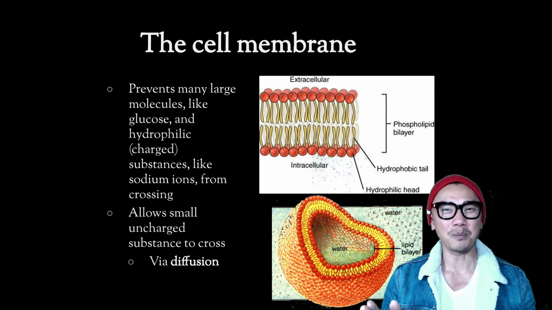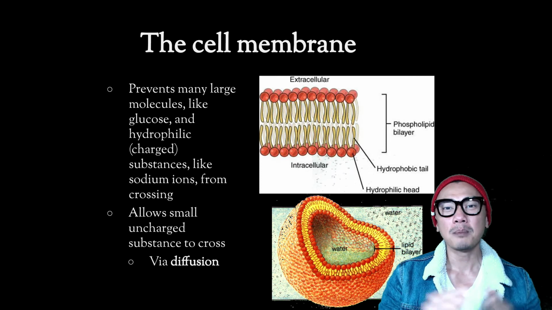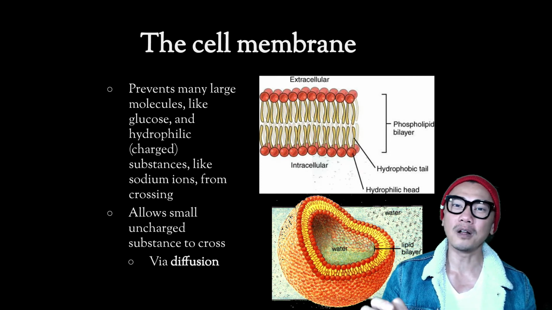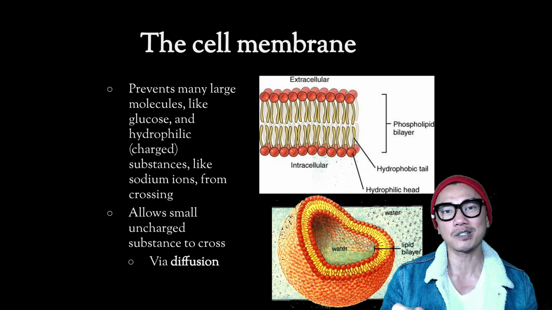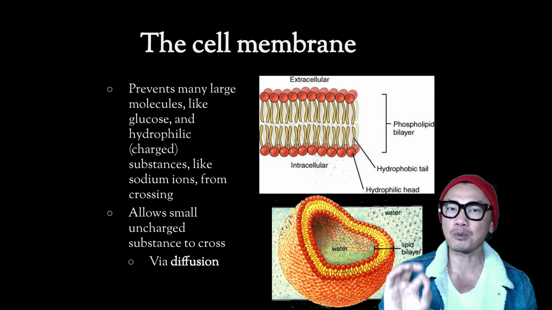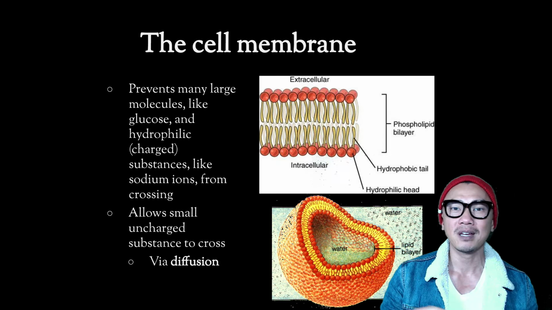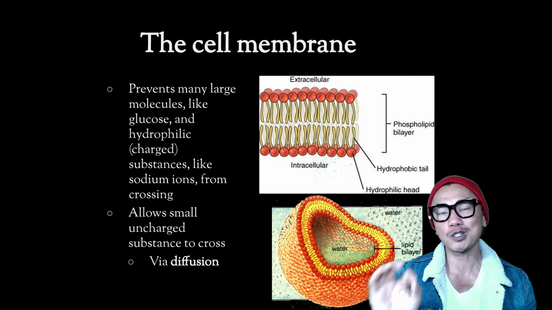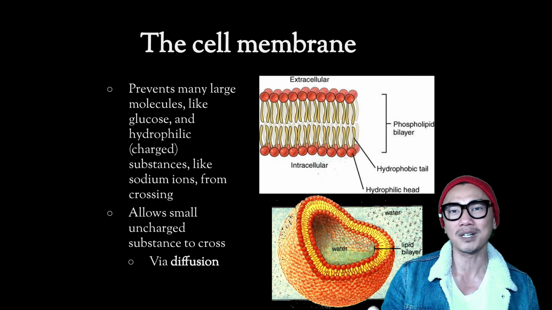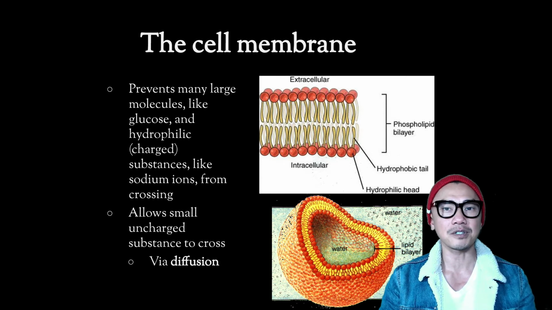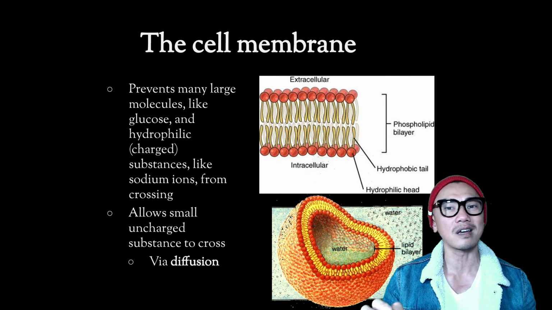The phospholipid bilayer is semi-permeable because it will prevent large molecules like glucose and hydrophilic charged substances like sodium ions from crossing the cell membrane. It will, however, allow small uncharged substances to cross, like oxygen and carbon dioxide. These substances pass through using a process called diffusion.